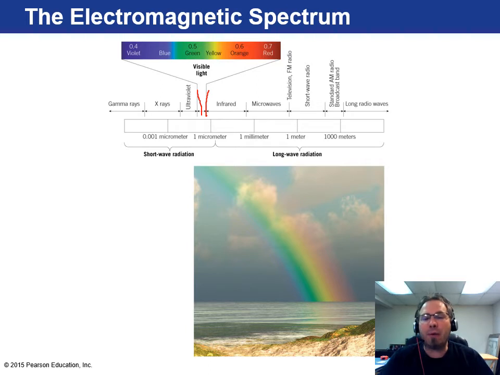Now, if you've ever seen a rainbow, you can see the various colors, and there's an acronym called ROYGBIV. So it's red, orange, yellow, green, blue, indigo, violet, and that represents all of the colors going in this direction.